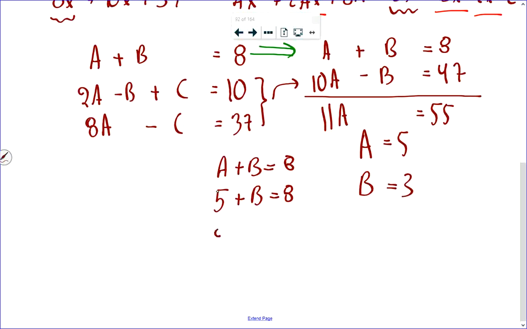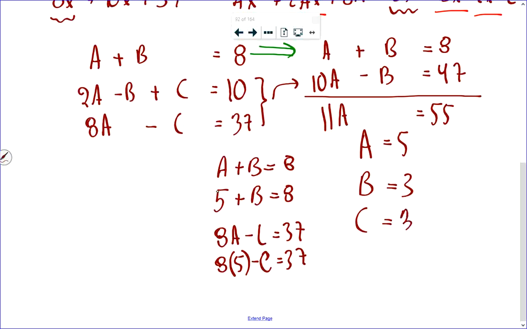8a minus c is 37, so 8 times 5 minus c is 37. Well, 8 times 5 is 40. 40 minus 3 will give you 37, so c is 3. So what does that tell us? By the way, you can get so caught up in what we're doing here that you go, okay, I'm done. I found a, b, and c.